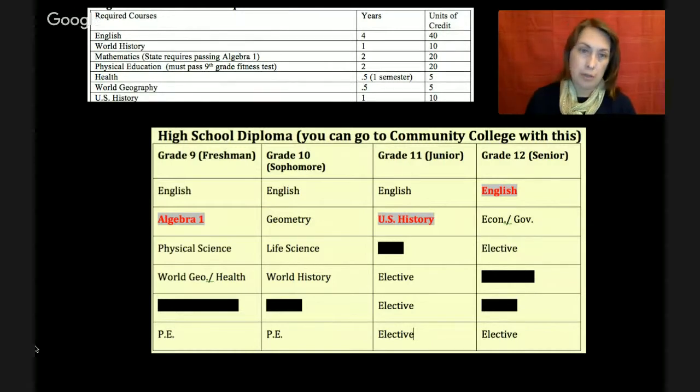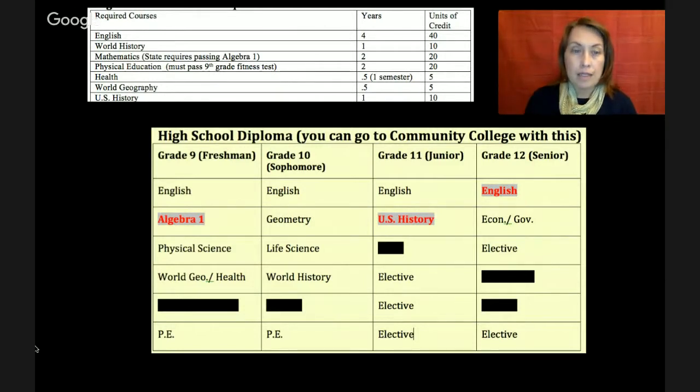All right, back to page 2. Underneath English, we see world history, and according to the chart, you need 1 year of that. So if we look, you'll see that I've put world history in 10th grade. Going down that column, you'll see it listed there. And it's only 1 year.